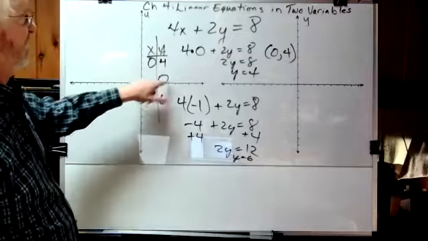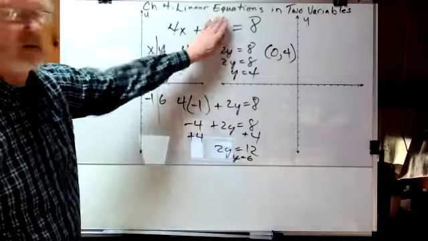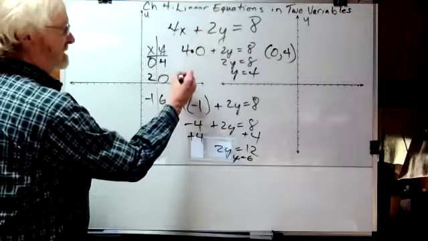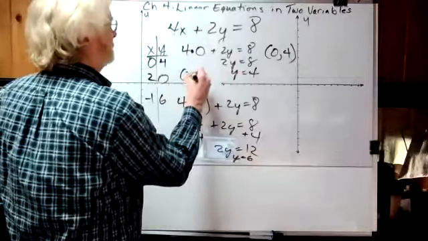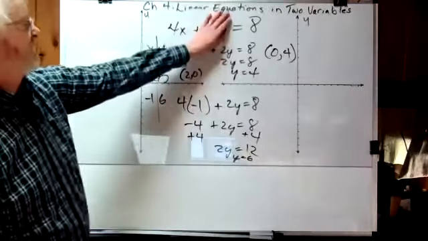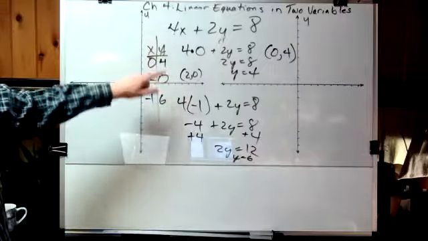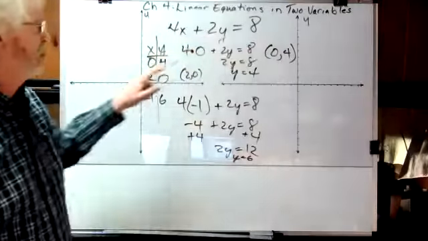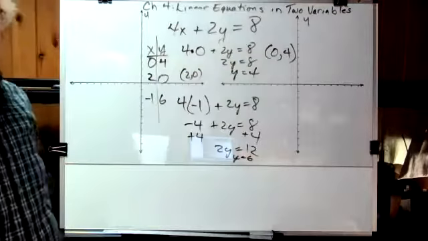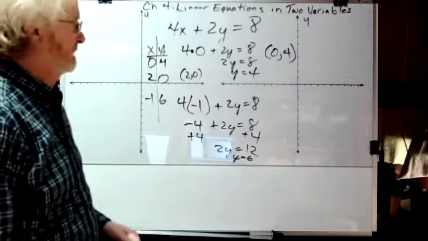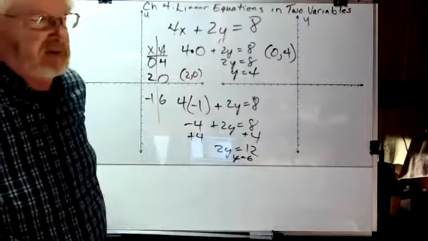If I put this in 0 for y, is x a 2? I did that kind of quickly. Is that right? 2, 0? Did you get that? 2 times 0, 4x must be 8, so x is a 2. But there are the 2 points that I came up with for that line, for that equation. And if I put them on my graph, I could connect those dots.